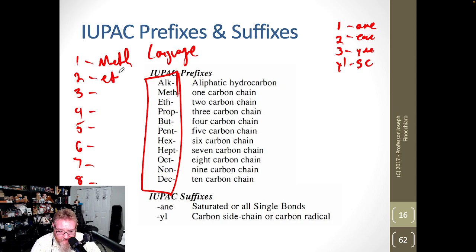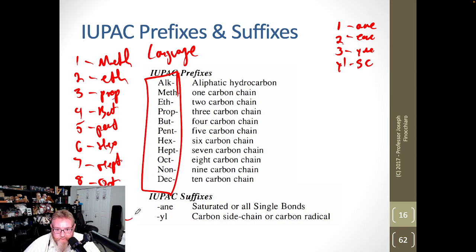Meth, eth, prop, but, pent, hex, hept, oct, non, dec. You have to learn to count to 10 in chemistry. And that's how you practice it. Every time you sit down to study your chemistry, if this is something important for your professor, you go 1, 2, 3, 4, 5, 6, 7, 8, 9, 10. Meth, eth, prop, but, pent, hex, hept, oct, non, dec.